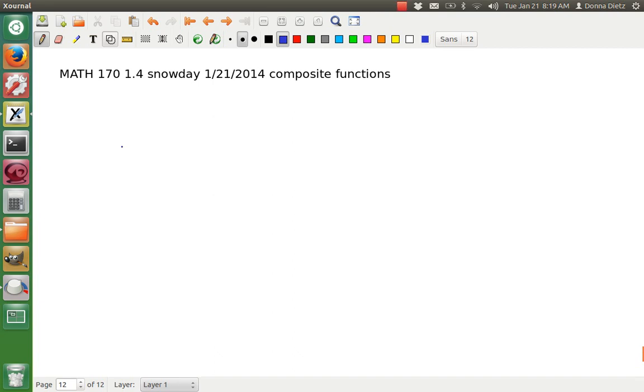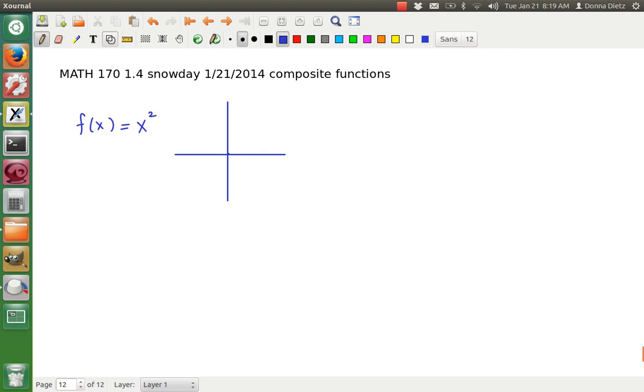Okay, so I'm going to talk in this video about composite functions, which is from section 1.4. The idea with a composite function is you glue two functions together. But before we talk about that, I need to talk briefly about what y equals x squared looks like. I know most of you know this, but in case there's a couple who don't.